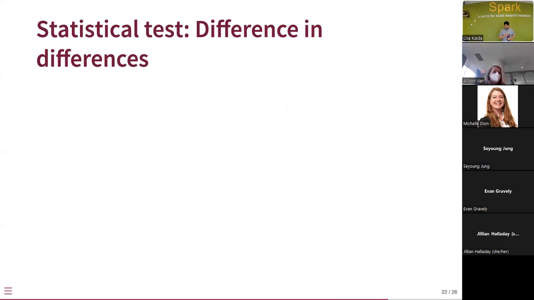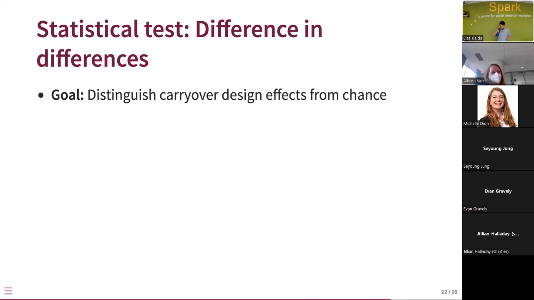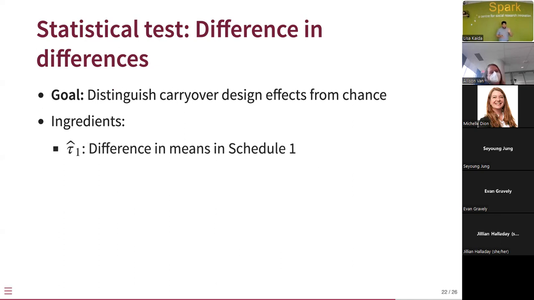So the last thing I want to talk to you about is how we test these patterns statistically, and make the distinction whether this is systematic or just random chance that this could happen. So the goal is to distinguish carryover design effects from random chance. And we need two ingredients for this. We need the difference in means in schedule 1, and I'm going to call that tau 1. And we need the difference in means in schedule 2. I'm going to call that tau 2.